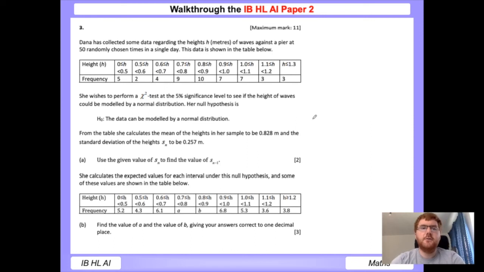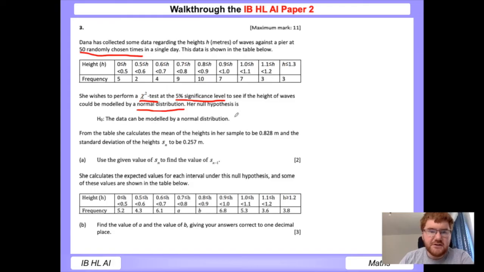Okay, and on to question 3. So Dana has collected some data regarding the height, h meters of waves against a pier, 50 randomly chosen times in a single day. So I'm underlining key information as we go along, and we're given some frequencies that she has observed, and we are going to do a chi-square test at the 5% significance level, identifying this as we go along, to see if the height of waves can be modelled by a normal distribution.